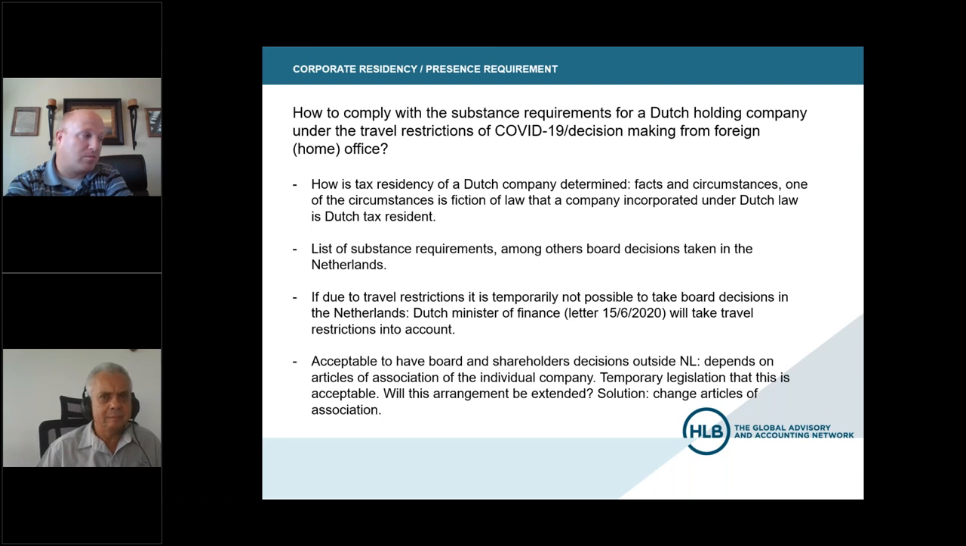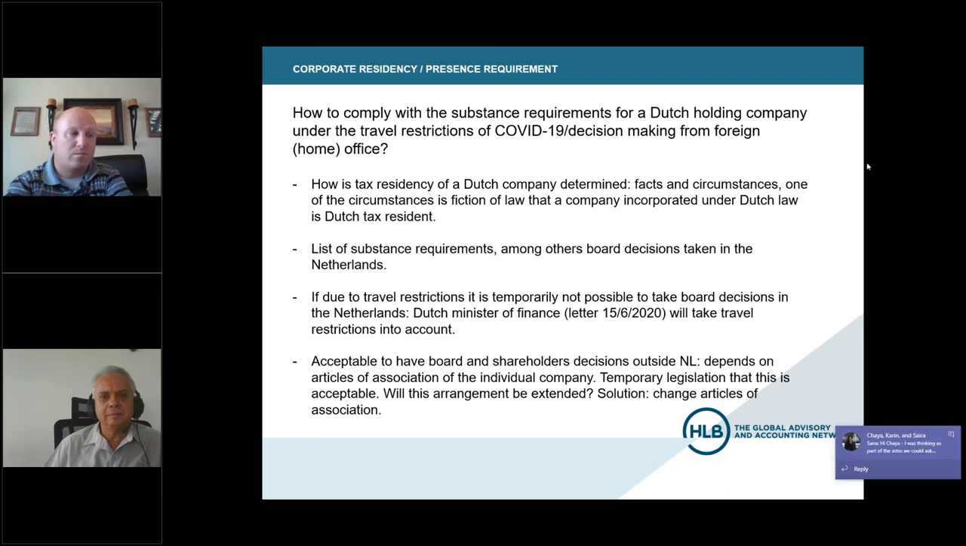The problem is that under some of the articles of association of companies, they can simply not take decisions outside of the Netherlands. So there, from a legal perspective, some action could be necessary, for instance, to change the articles of association to allow virtual meetings or meetings on paper. That could be necessary. But for the moment, Parliament says, well, we should still take this temporary circumstance very flexibly and not be too strict on the application of the substance requirements. Of course, it also depends on how the source country will look at that. That is the position of the Dutch authorities in any case.